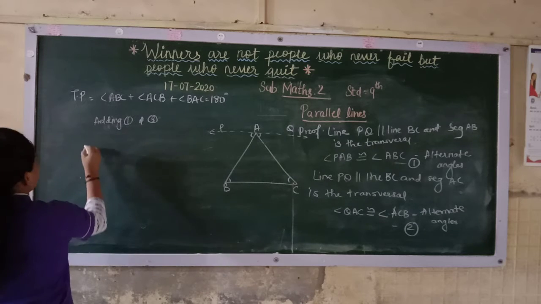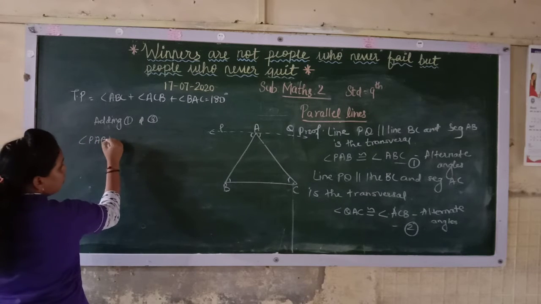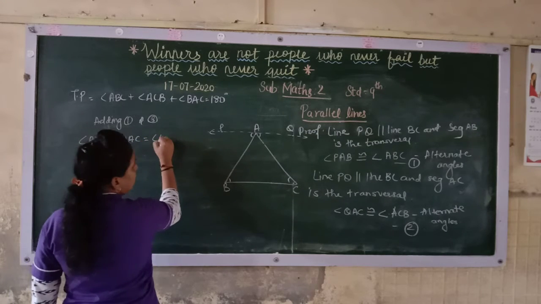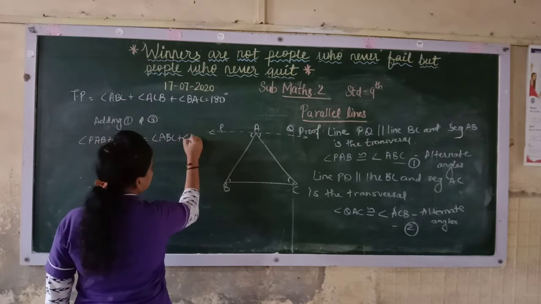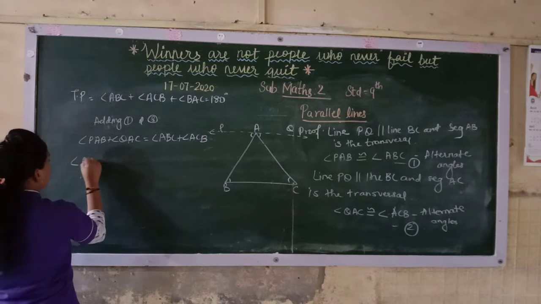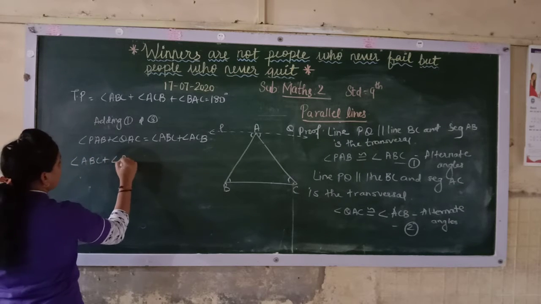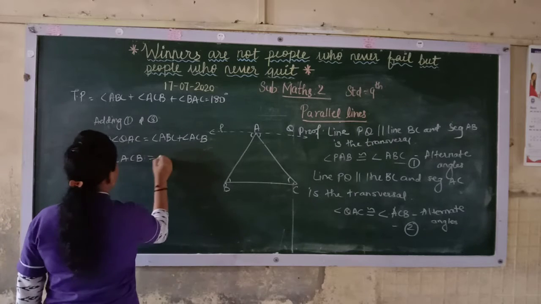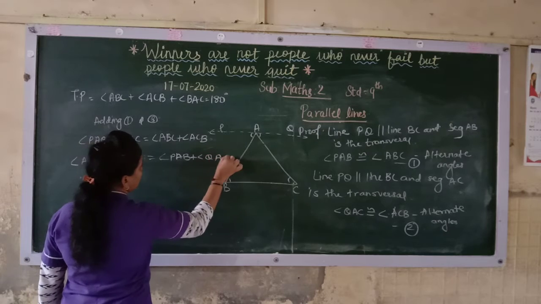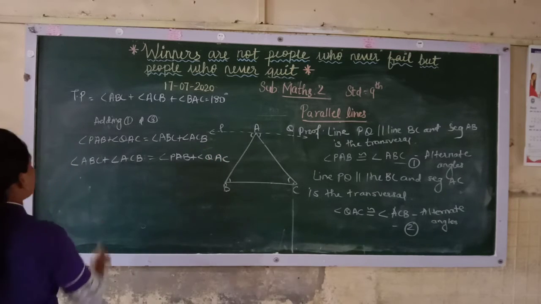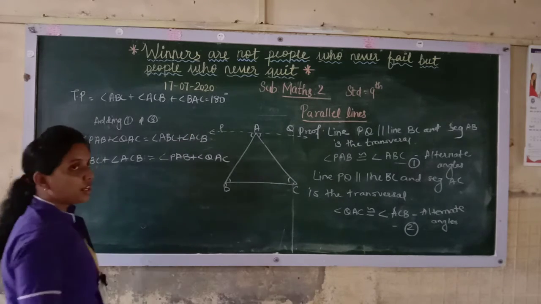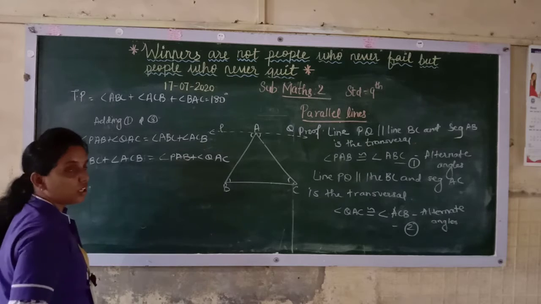See, angle PAB plus angle QAC is equal to angle ABC plus angle ACB. So we will arrange this properly: angle ABC plus angle ACB is equal to angle PAB plus angle QAC. Now if you see over here, ABC is there, ACB is there. What is not there? BAC. So what will you do? Add BAC on both the sides.